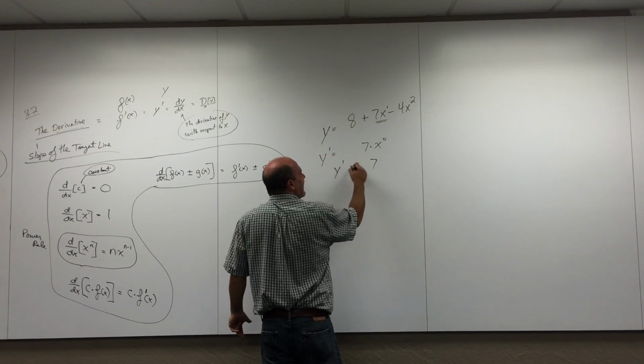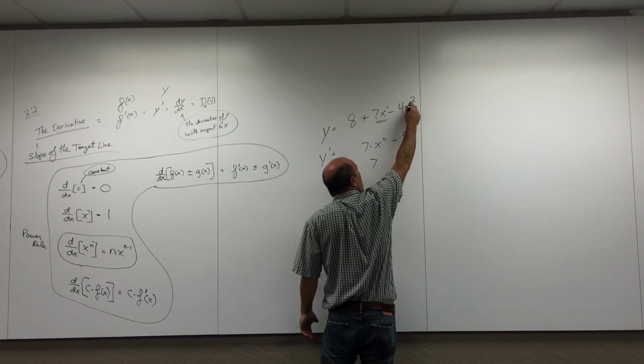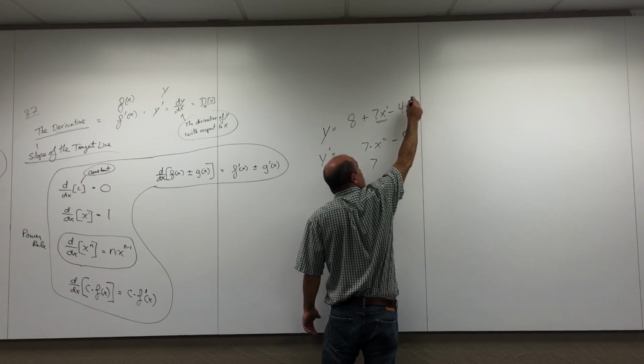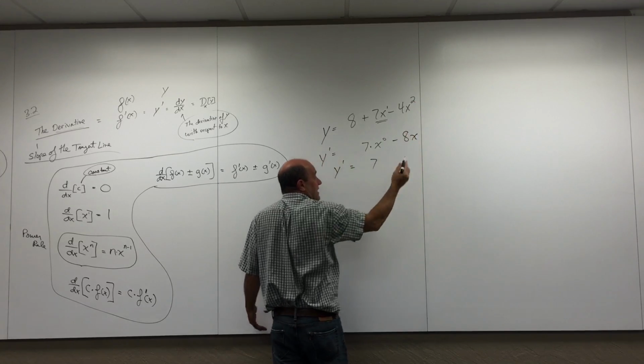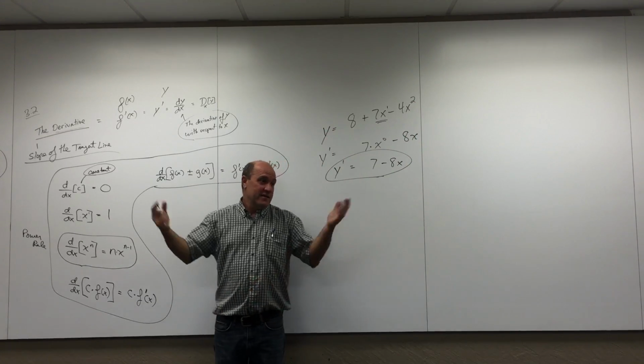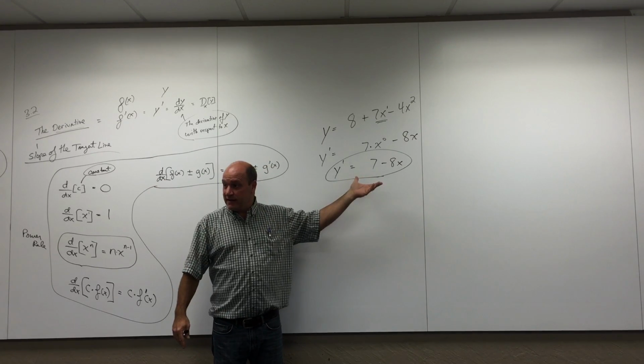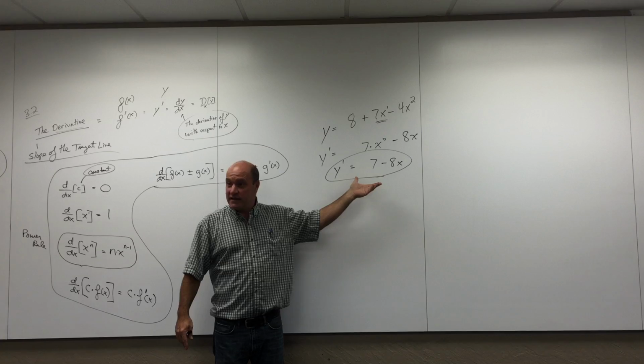And what about this guy? -8, subtract 1 from the power, bring the 2 down, subtract 1 from the power, 8, -8x. Yeah, there's your answer. There's the derivative. It took 2 seconds. It took 5 minutes with all my talking, but it took 2 seconds in reality. That's how easy it is.